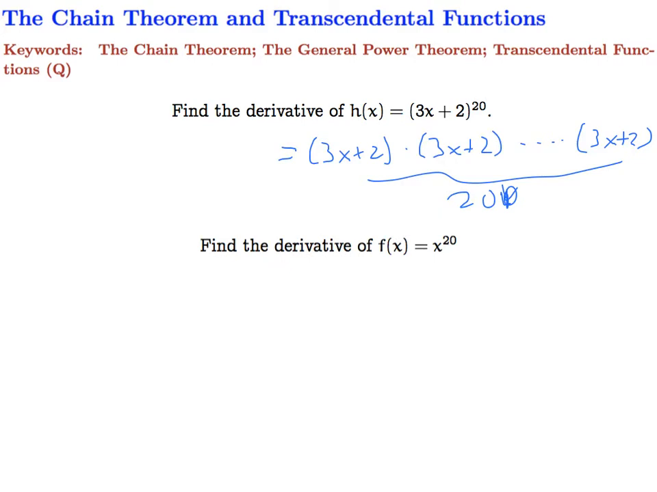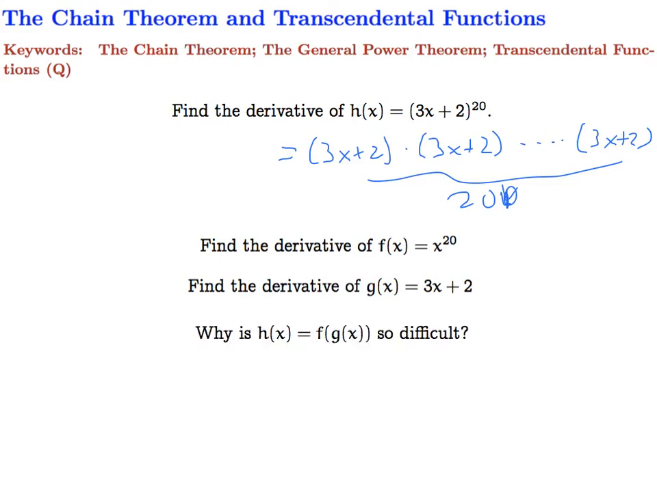If I asked you instead to find the derivative of f(x) equals x to the 20th, you wouldn't think it was too difficult. That's a nice power rule. If I said to find the derivative of 3x + 2, once again, that's a nice polynomial. It's not too bad. You probably would try to do that problem. Well, why is their composition so difficult?